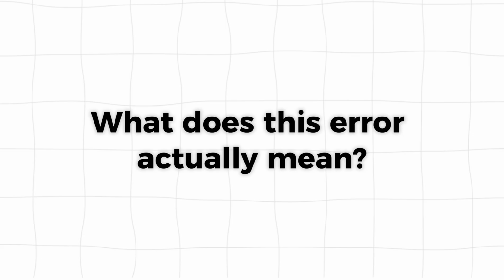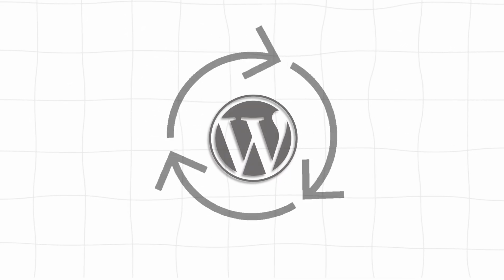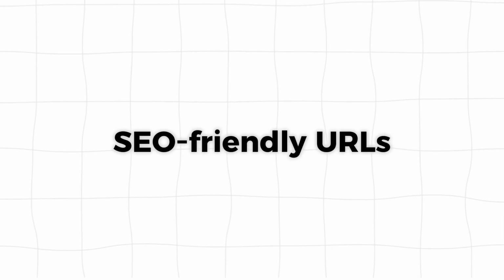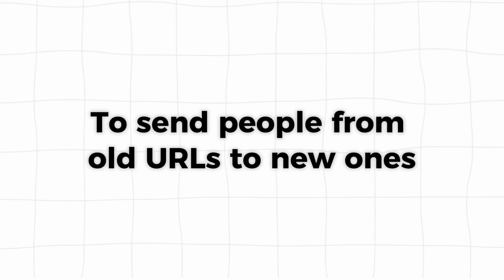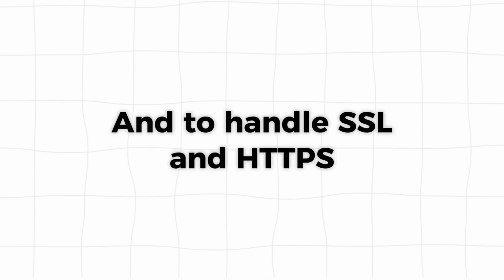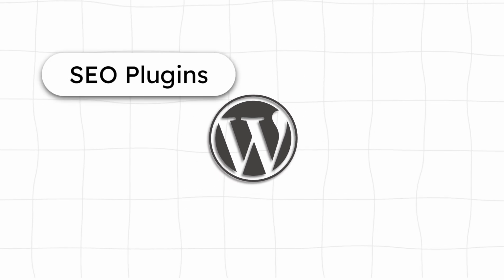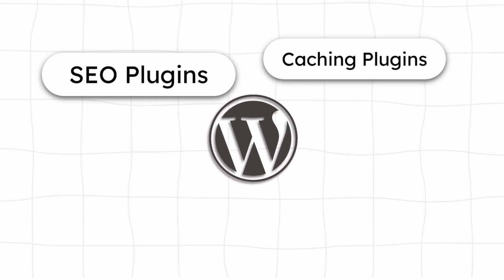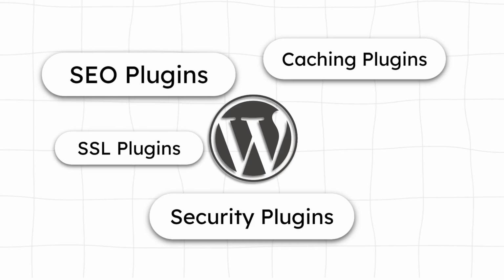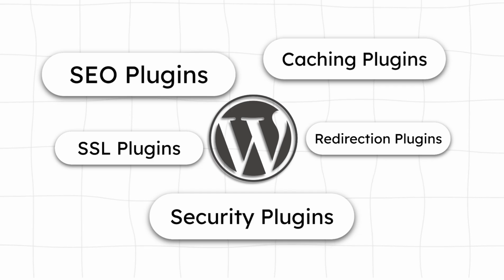What does this error actually mean? WordPress uses redirects all the time. It uses them to give you SEO-friendly URLs, to send people from old URLs to new ones, to fix 404 errors, and to handle SSL and HTTPS. On top of that, a lot of plugins use redirects too. SEO plugins, caching plugins, security plugins, SSL plugins, redirection plugins, all of them can add their own redirect rules.